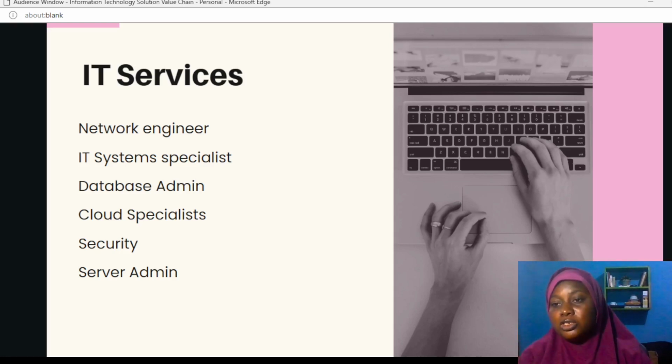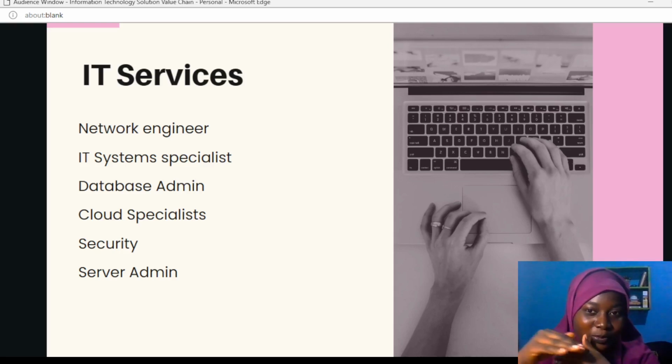They ensure smooth running of the database systems. Sometimes it's linked to cloud specialists. A lot of these things are not clear cut. Organizations that often have cloud roles would put database admin under cloud roles. Server admin would be non-existent because they are managing their cloud-based servers. So yeah.